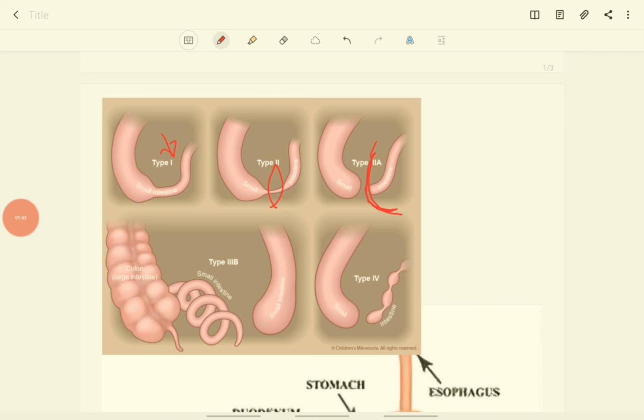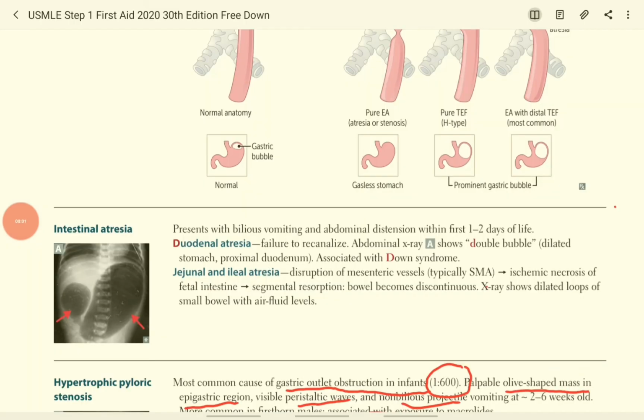And in this image, they show the apple peel appearance on the X-ray. Okay guys, that's all about atresia.